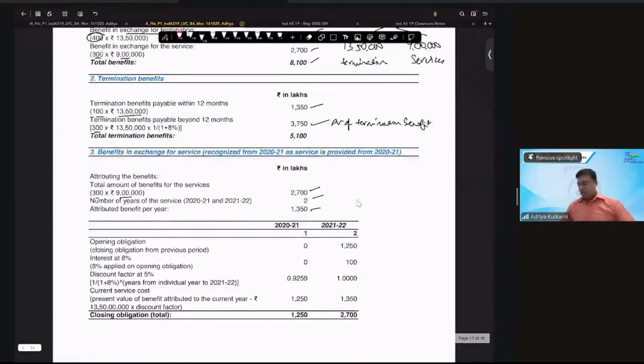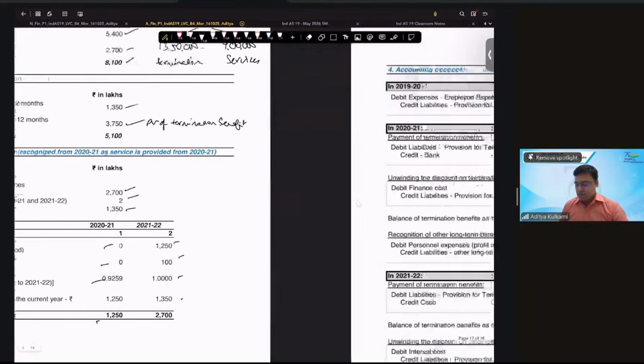Okay. So now when I look at the attribution of this 2021-22, opening obligation 0, interest 0, 0.9259. So 13.5 into 0.9259, 12.50. Same attribution table. So 27 crores at the end of the second year. This is how the obligation will be accounted for.